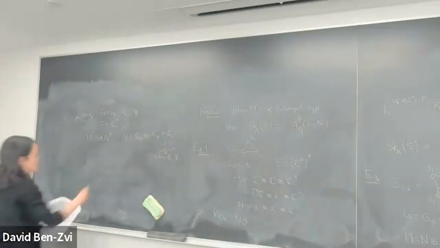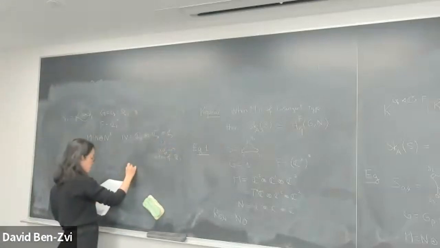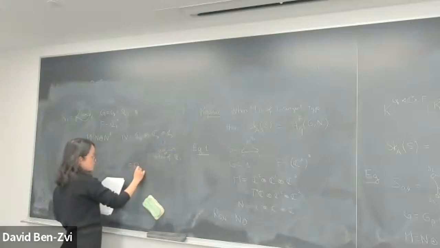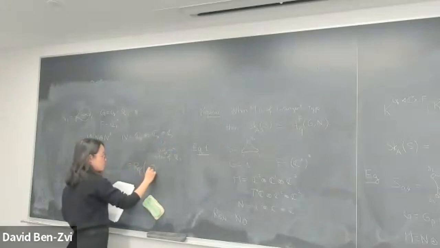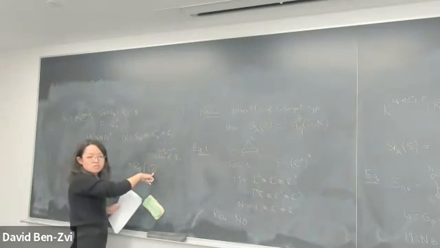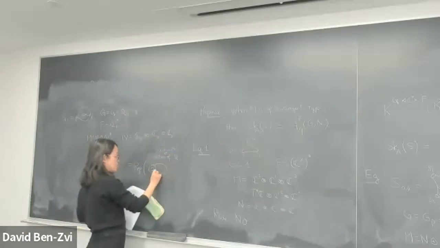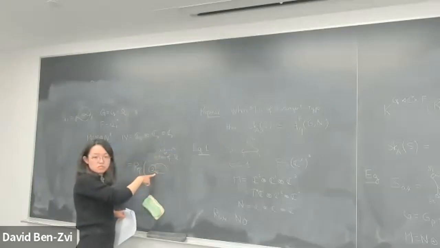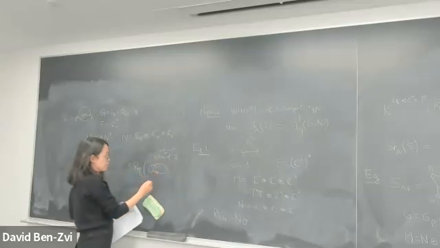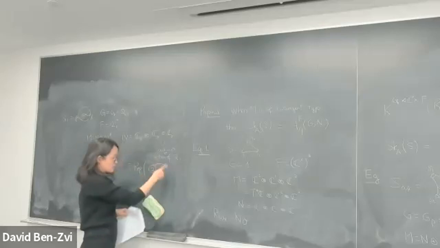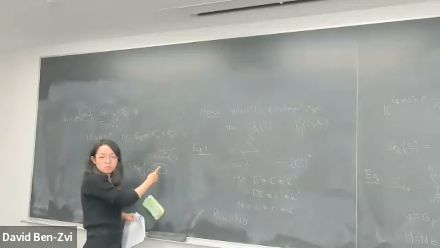Okay, and so in terms of quiver, this is the same as the representation of just this quiver, but I'm taking SL2 here, with the arrow adjoining to itself. And the C star action is just acting on this loop.